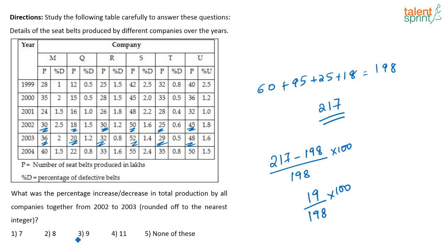So what is the increase? You can say it is a 9% increase, rounded off to the nearest integer. Anyway, they are giving rounded off to the nearest integer. Actually it would be 9 point something, but we are only approximating it here. So take it as 9%.